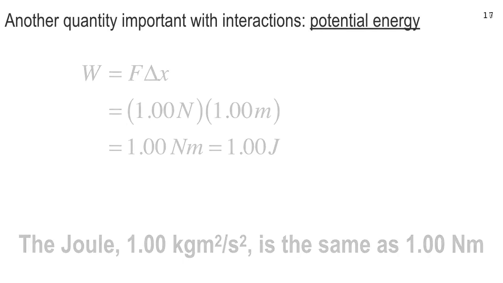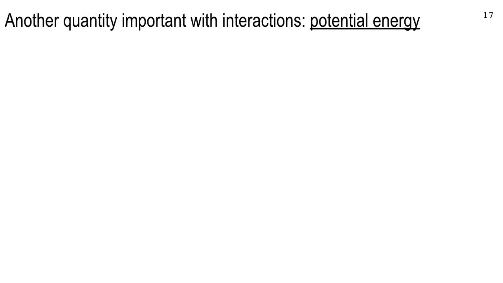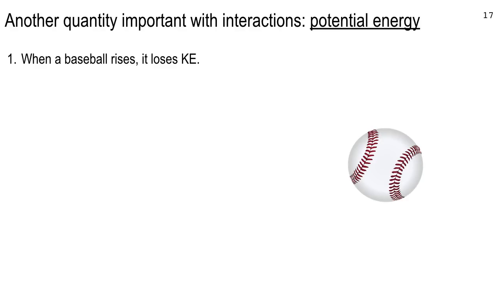All right, now another quantity that's important for us is the idea of potential energy. And let me help you understand what that is. It's pretty technical, but we'll talk in terms of a baseball. As a baseball rises, it loses kinetic energy. So if you have a pop-up or any kind of a fly ball, on the way up to the top of its trajectory, it's losing kinetic energy. It's basically losing kinetic energy to the gravitational field of Earth.